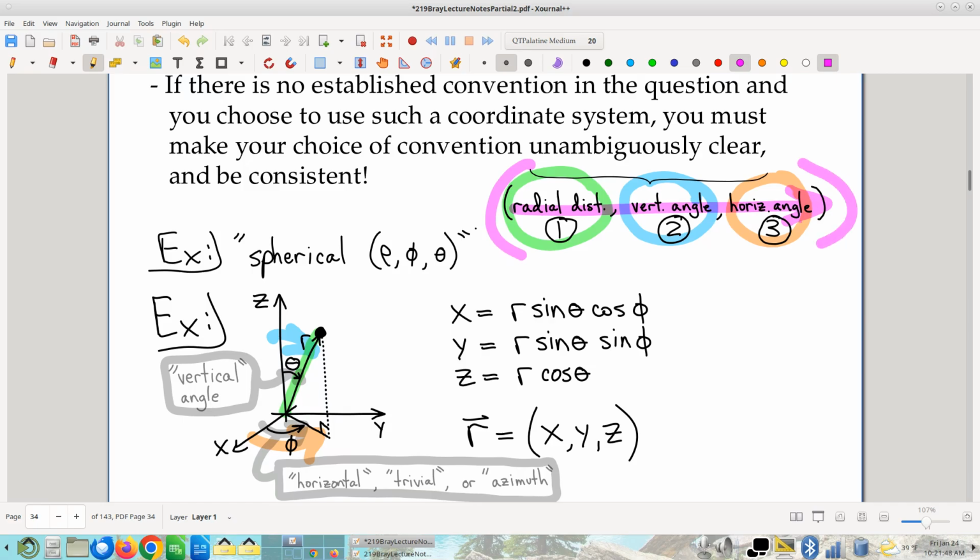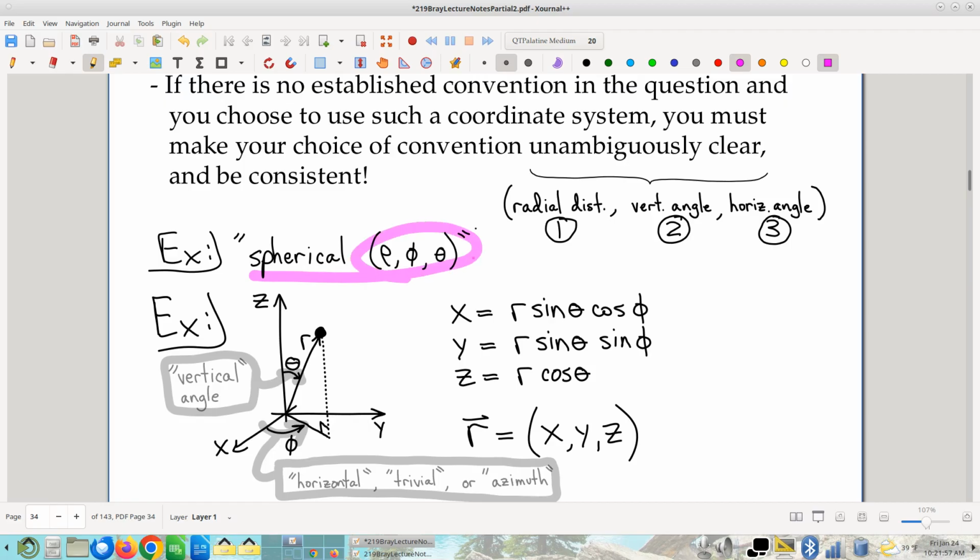So just as an example, a real convenient way to do this, if you choose to do spherical coordinates and you want to do it using Kali's conventions for what to call the spherical coordinates, then all you've got to do is just write this right here, like so, and your convention is established.